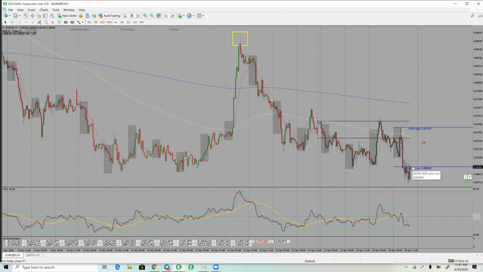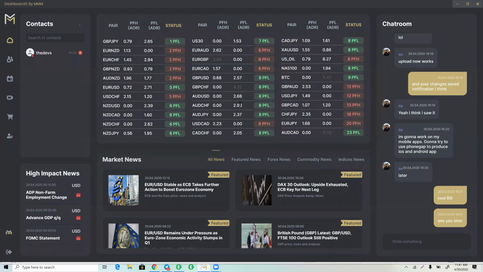It's not too important. The most important aspect of how to use the dashboard is the numbers right here under the status column. So 8 peak formation high means we are only looking for a sell, and that means we are in a bearish market, as that is the current peak formation. I'm not going to get into the technicals of what a peak formation is. I'm just trying to show you as a beginner how to use the dashboard.